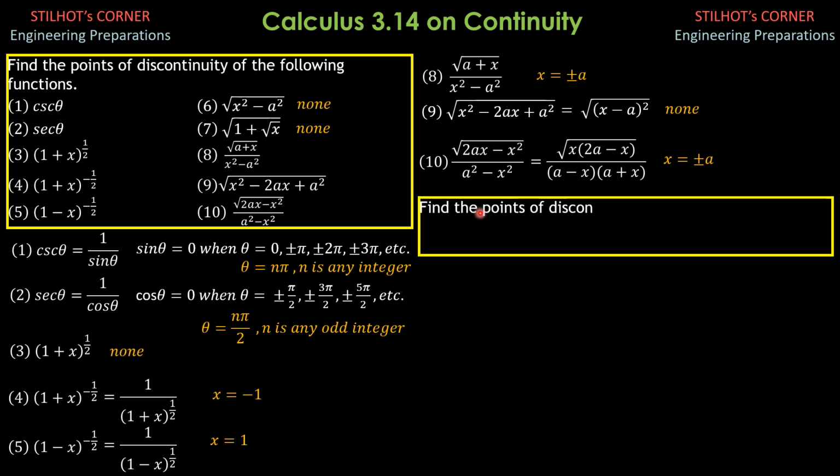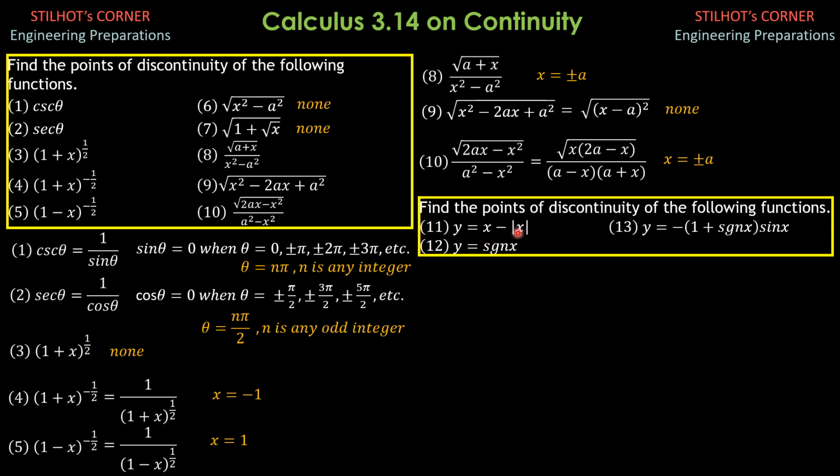Then another 3 sets of problems. Find the points of discontinuity of the following functions. 11, x minus absolute value of x. 12, y equals signum of x. 13, y equals negative of quantity 1 plus signum of x, sine of x.